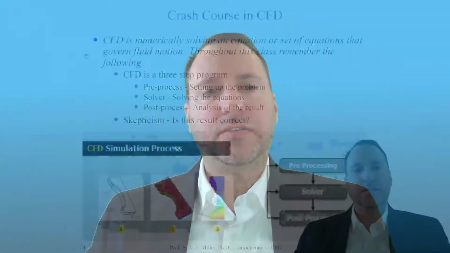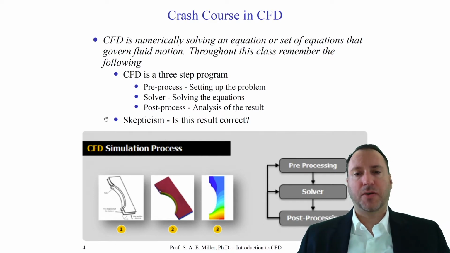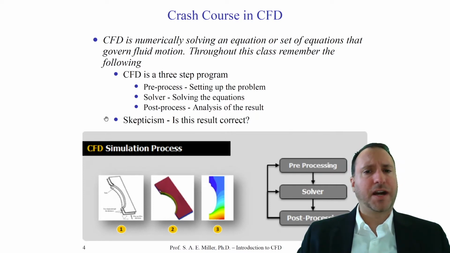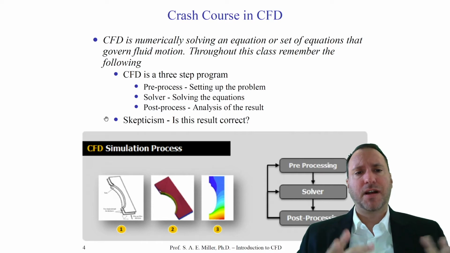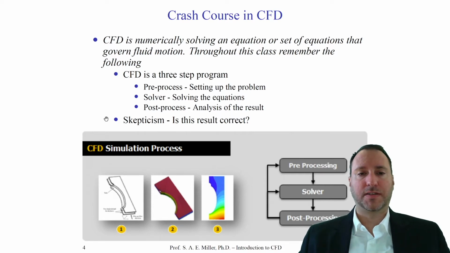The second thing to always keep in mind in this class and in your future careers, no matter what field you're in, is skepticism. And always say through every part of this process, is this correct? Is there something here that's violating physics? Even if I'm finding a solution which seems to be converged, which we'll talk about convergence later in this class, is it correct? And keep that in mind.